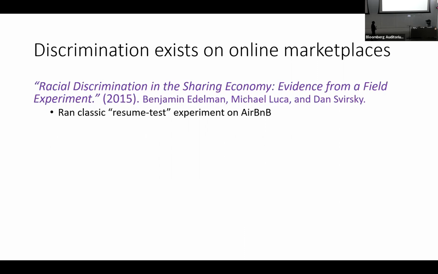This is, I mean, the first paper I'm aware of studying discrimination in an online marketplace. I might have missed one. So this paper, Racial Discrimination in the Sharing Economy, Evidence from a Field Experiment, was about Airbnb. And they did a very classic study of discrimination. Of course, documenting and studying discrimination in employment and housing and all of those contexts has a long history, going back to before the Civil Rights Act, right? And one of the most powerful techniques is essentially a resume test.